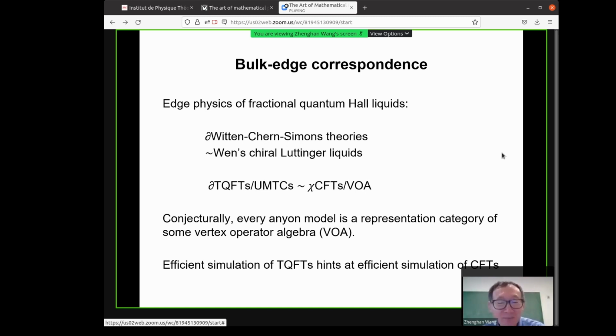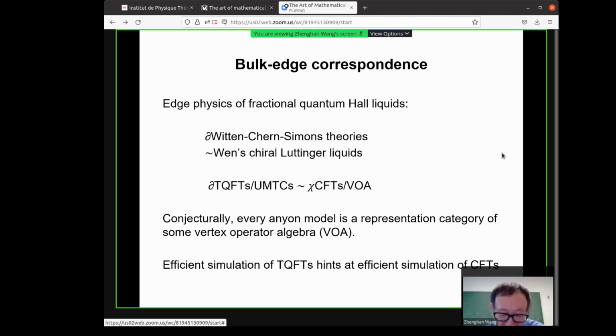And there's one small piece of evidence that it might be simulable for conformal field theories. The reason is in topological phases of matter, there is a bulk-edge correspondence, and the conformal field theory just sits on the edge of a topological phase of matter. In a topological phase of matter, the bulk is described by a topological quantum field theory, and the edge is a conformal field theory, a chiral conformal field theory.